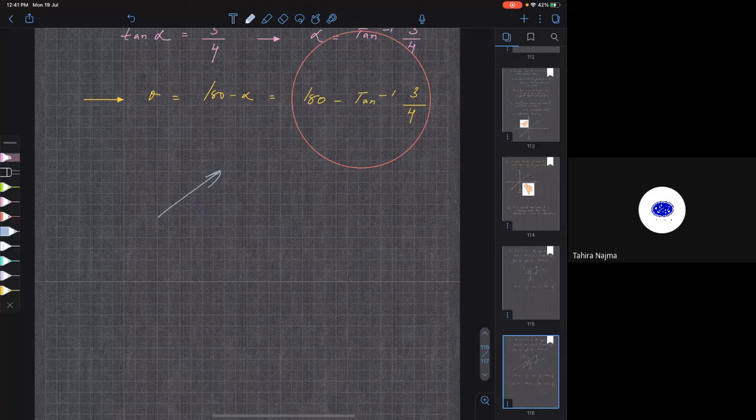Suppose you have two vectors, p bar and q bar. Both have the same magnitude A. Then the resultant is 2a cos theta by 2. Clear?